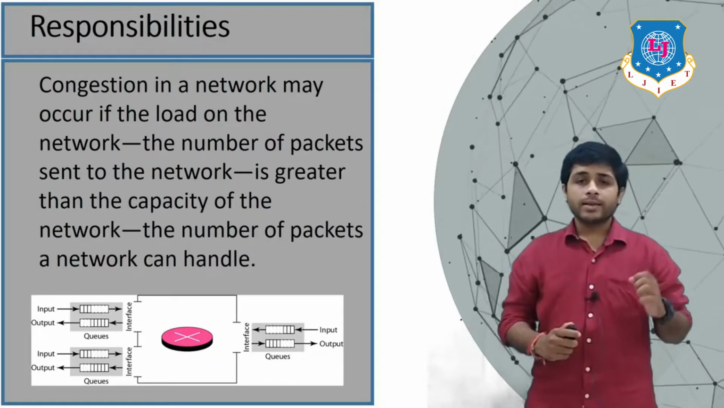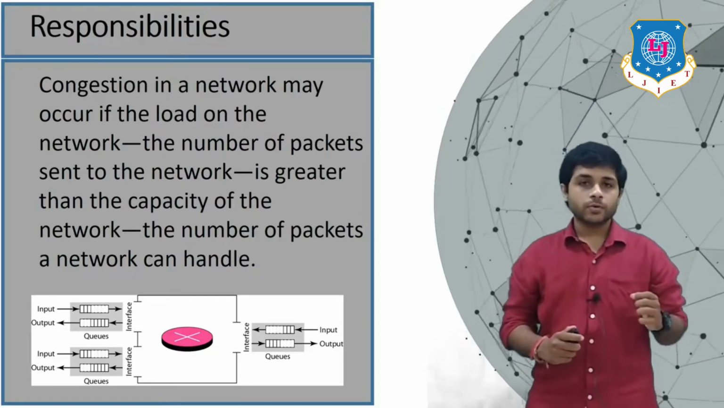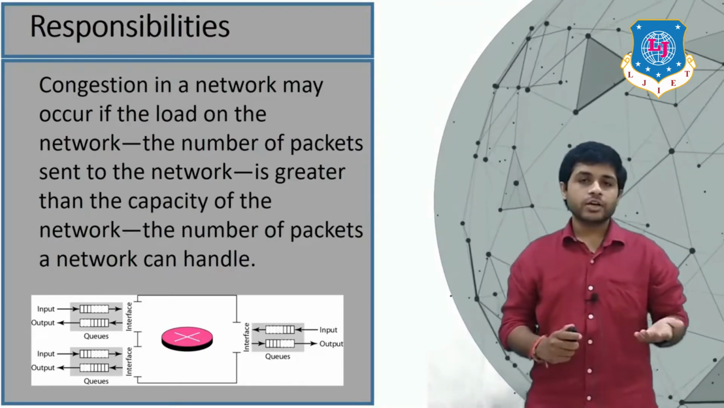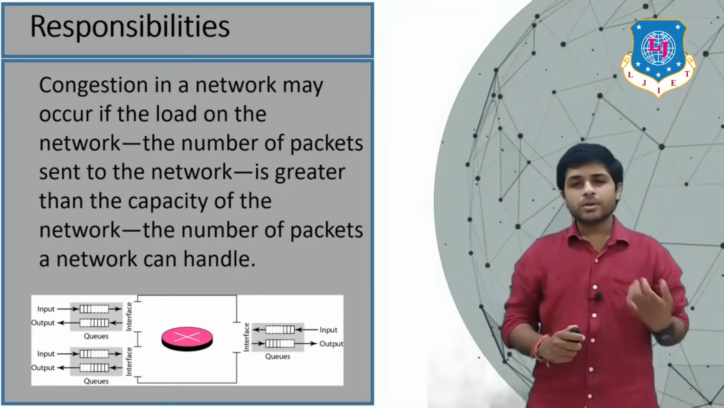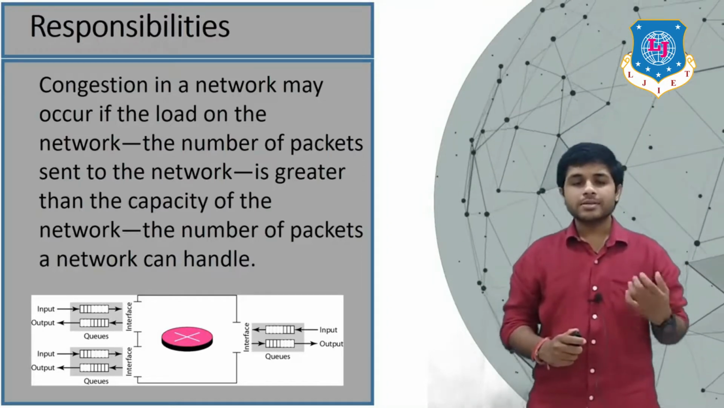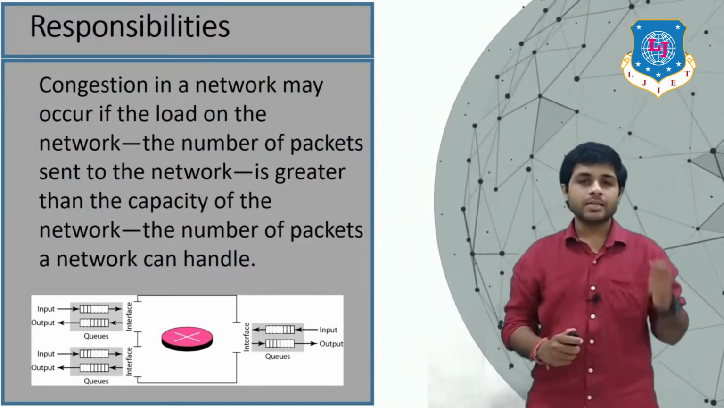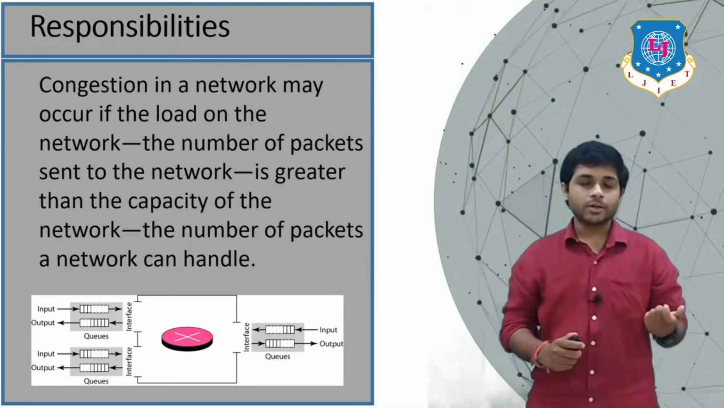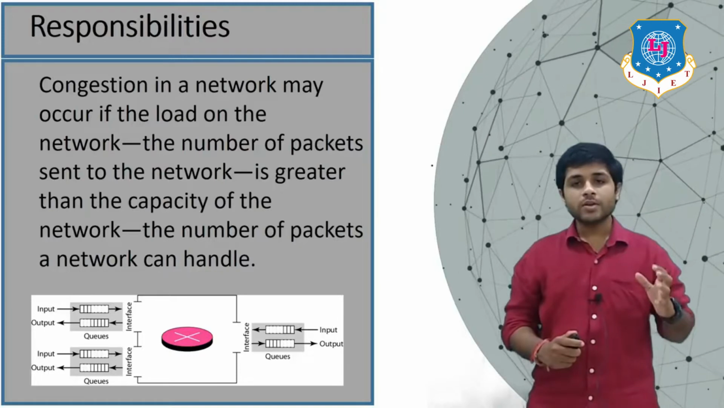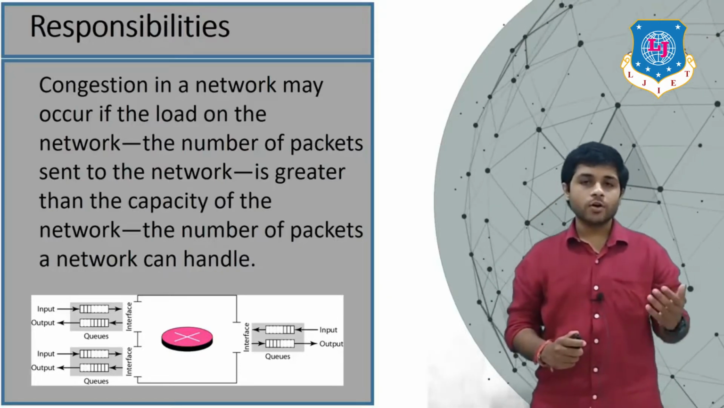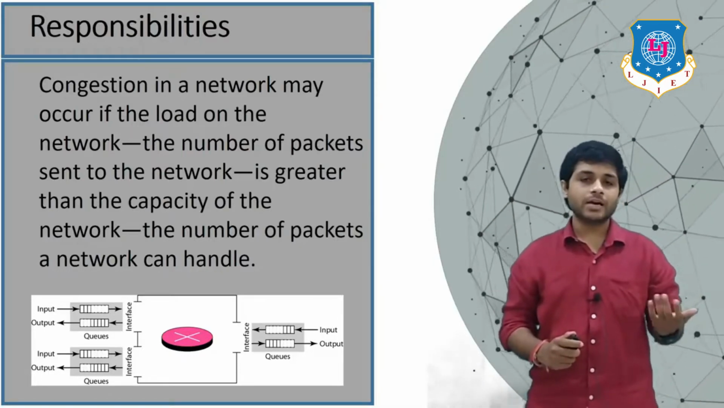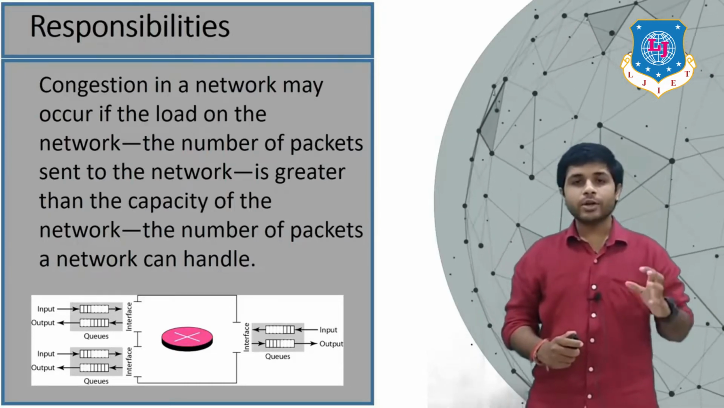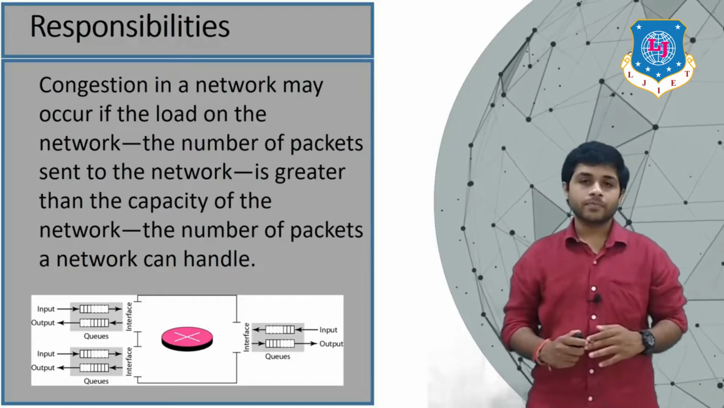Let's see first what is congestion. When the number of packets sent to the network is greater than the capacity of the network, it will create congestion. Suppose your computer is sending 10 packets per second in a link which could transfer 5 packets per second only. In that case, the link will be congested very soon and all the remaining packets will be discarded by the link. So the sender should be sending packets according to the capacity of the link.